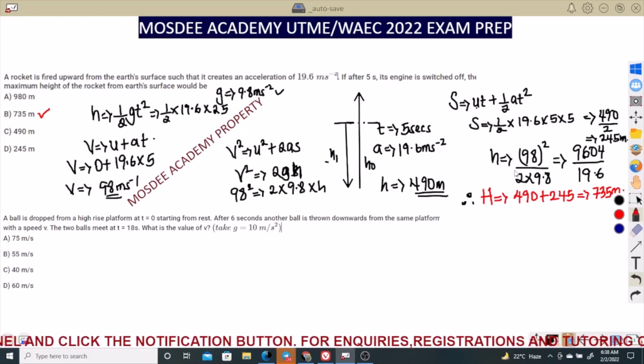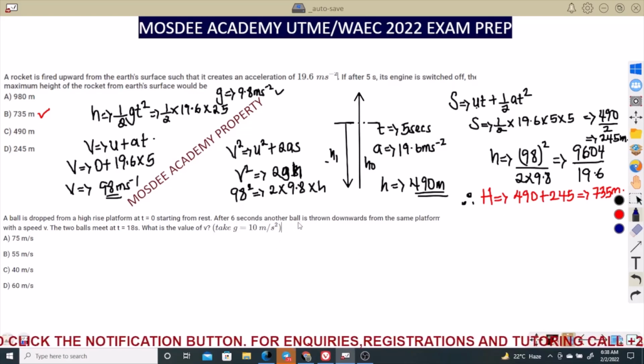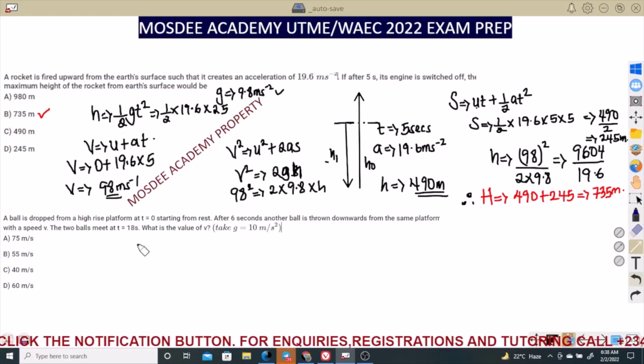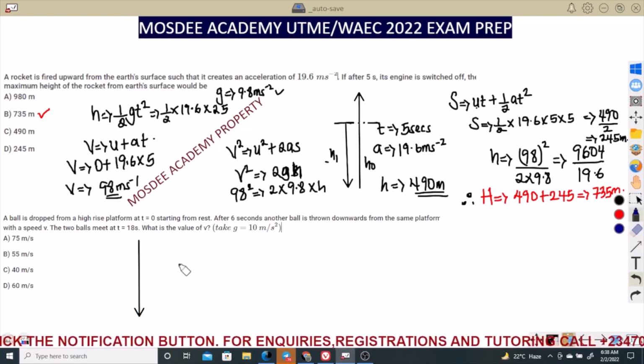The last question for today, my dear students: a ball is dropped from a high rise platform at t equals 0, starting from rest. Okay, parameter, time is 0, starting from rest. That's the first ball. After 6 seconds, another ball is thrown downward. Oh my word. So you can see UTME is not like before, because these are the modern questions. It was an interval of 6 seconds.